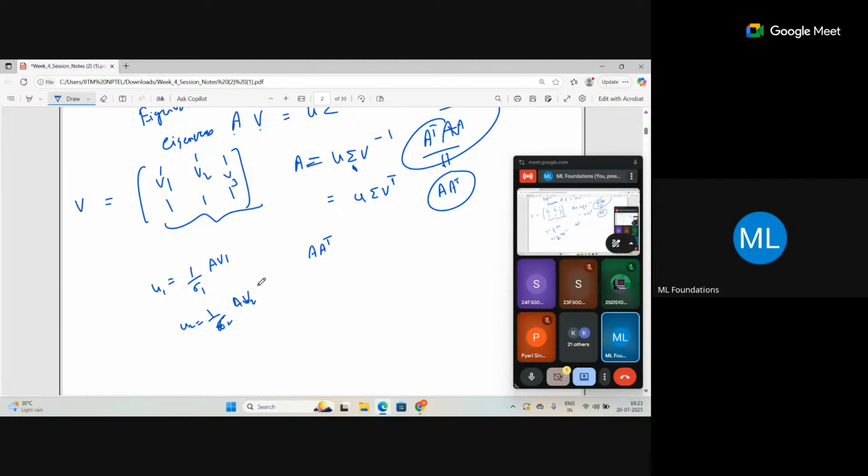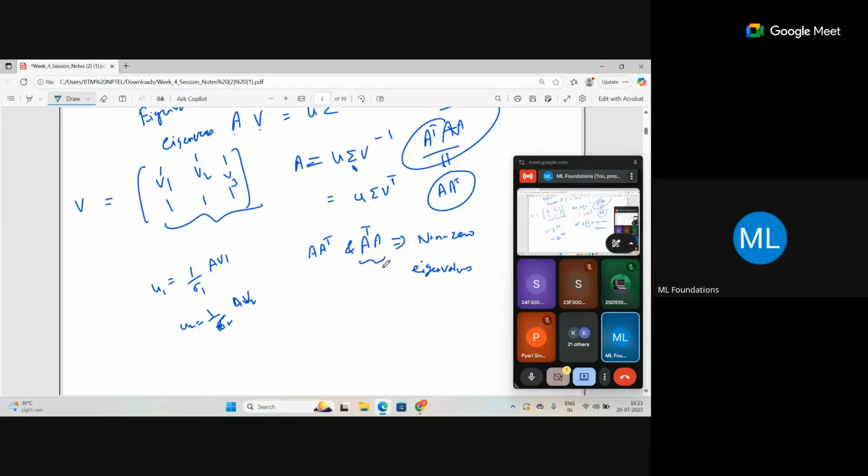Correct, right? And it is possible to get 0 because this is a rectangular matrix. When we say that the eigenvalues of A transpose A and A A transpose are the same, we are talking only about non-zero eigenvalues. Yes, the non-zero eigenvalues are the same.